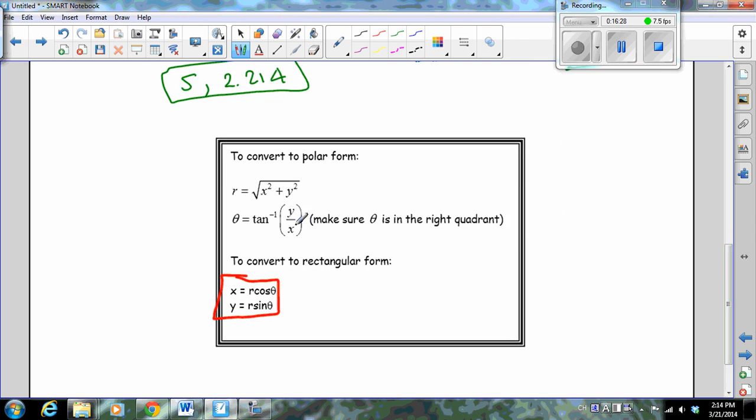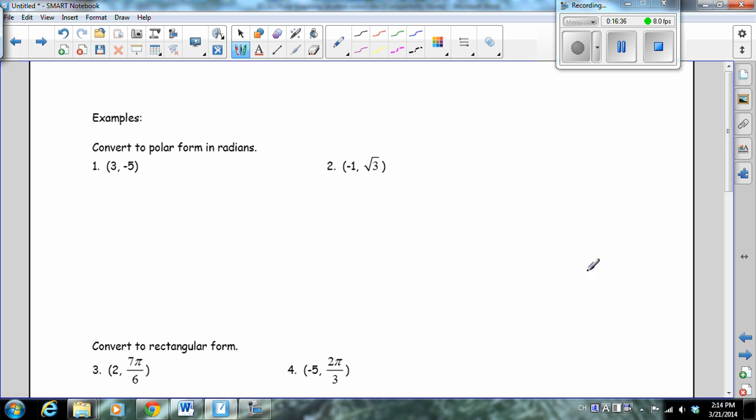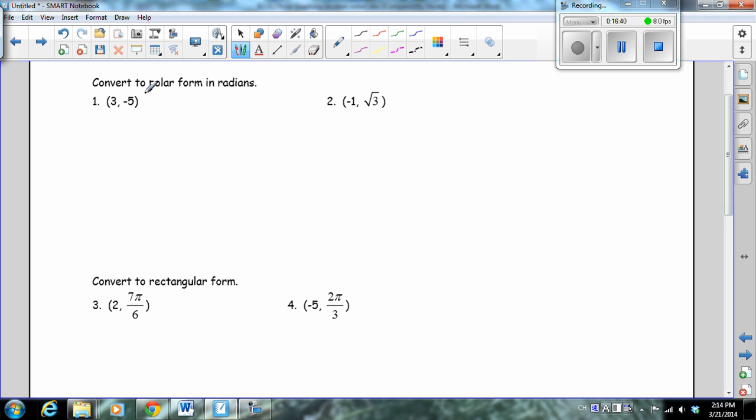Using the formula is also possible. You have the formulas here. Those formulas are there to help you. I will do 2 more problems, and this will be it for our 8.1. Let's convert to polar form. Let's convert to polar form in radians.